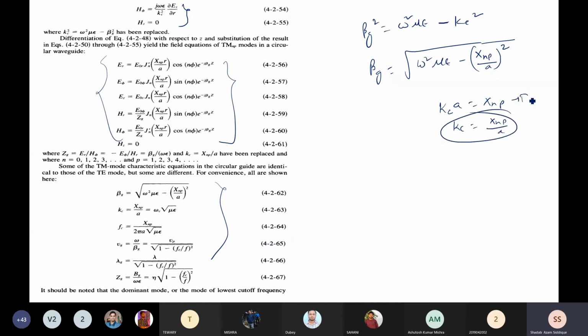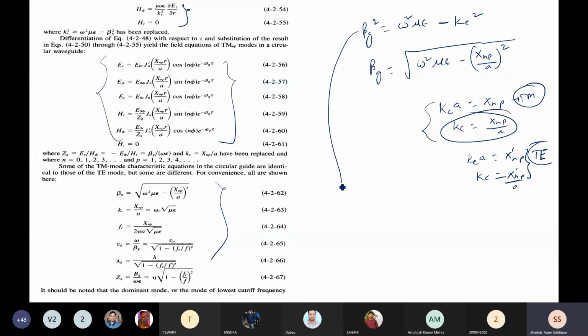This is for the TM mode. For the TE mode, kc a can be written as Xnp dash, so kc will become Xnp dash divided by a. This is for the TE mode, and that one is for the TM mode, so that would be different. You should remember this. And you know, this kc can be written as Xnp upon a.